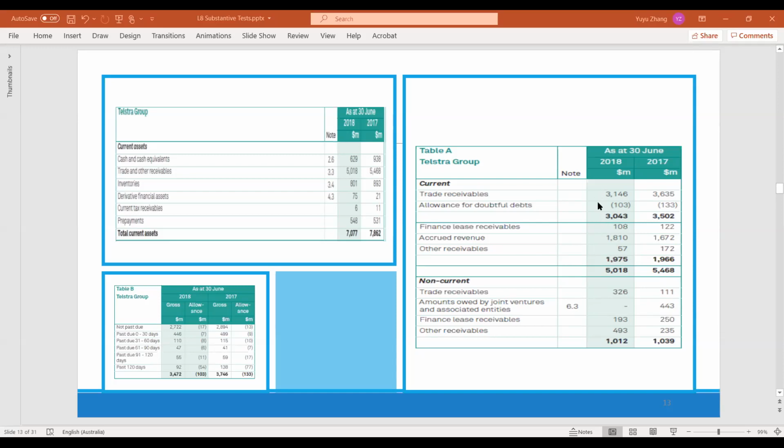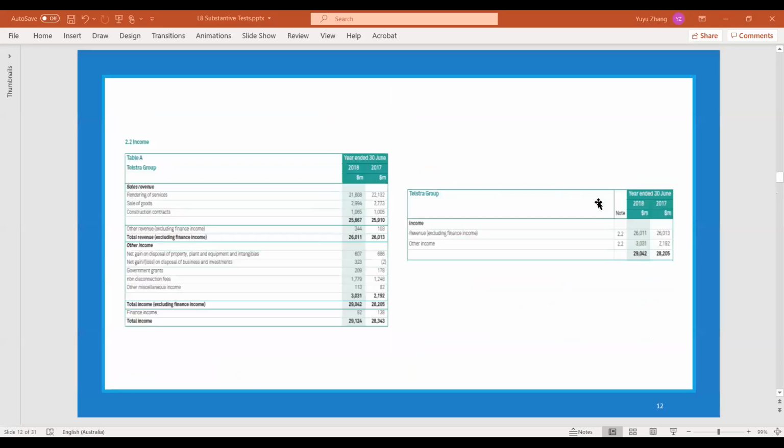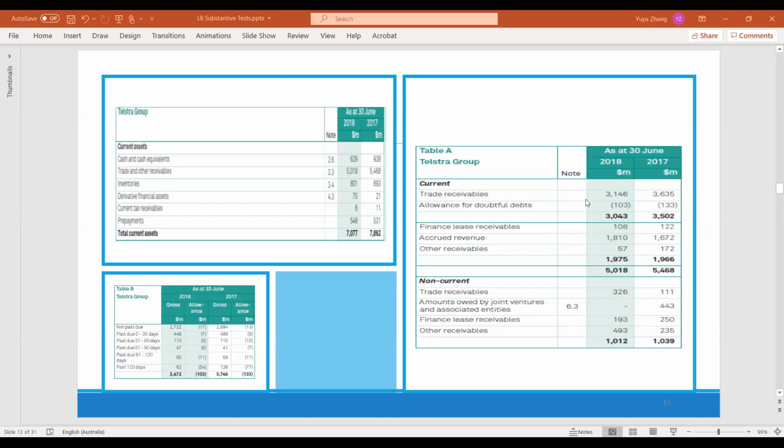I would also further discover the sales here. The sales also has decreased, but the overall decrease in sales is not too much, so it's not at the same pace. So still, trade receivable seems to need a lot of attention. Okay. Any other attention from you? Any other focus?